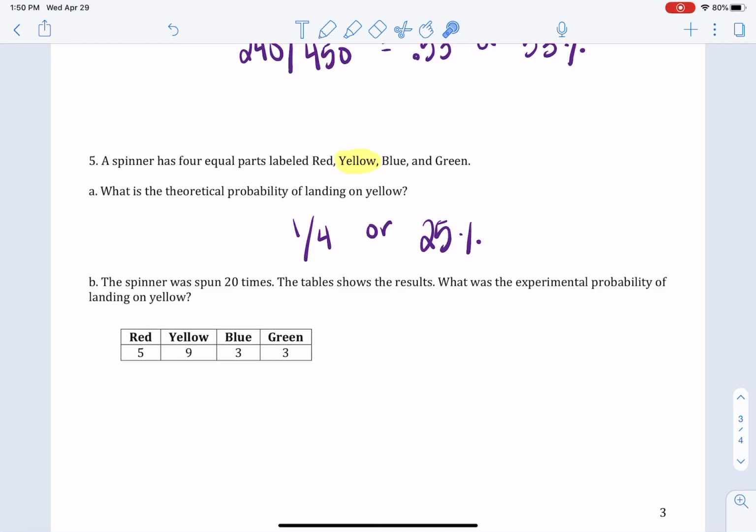Now let's actually try it out. Somebody decided the spinner was spun 20 times, so somebody was spinning it. The table shows the result, so they kept track of what their result was each time. What was the experimental probability of landing on yellow? Notice here, they spun it 20 times, and it looks like it landed on yellow 9 of the times. So that would be 9 out of 20, which is equal to 0.45 or 45%.